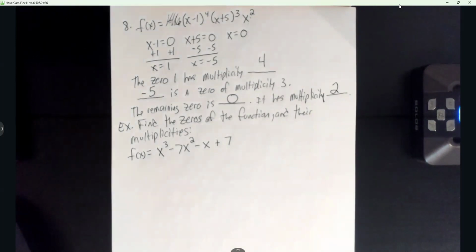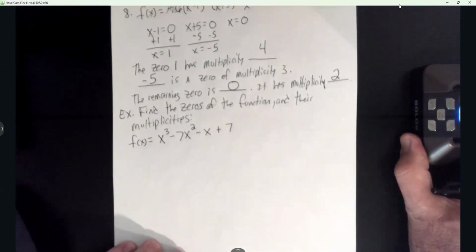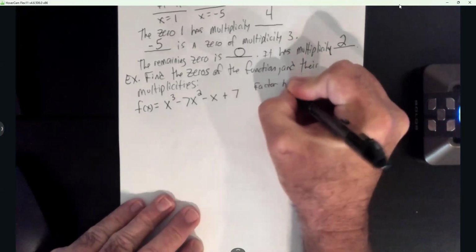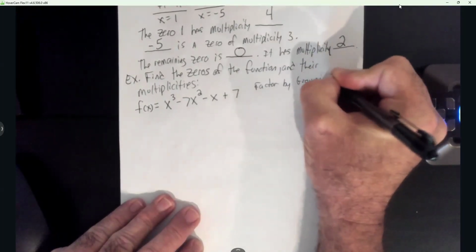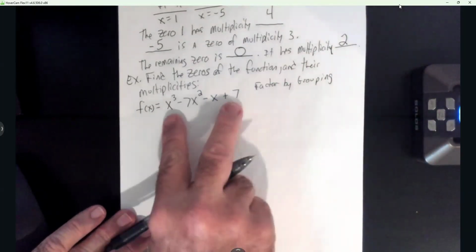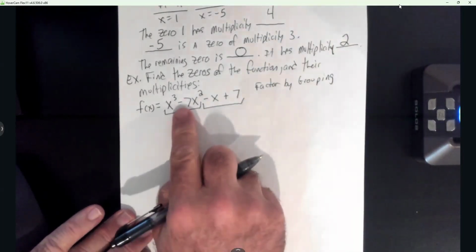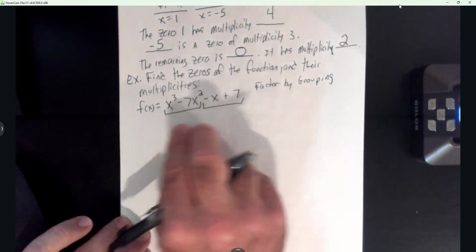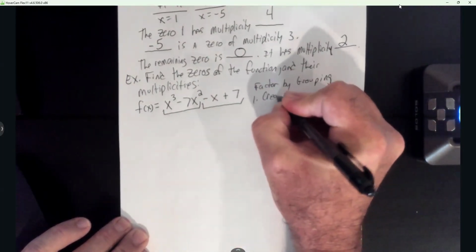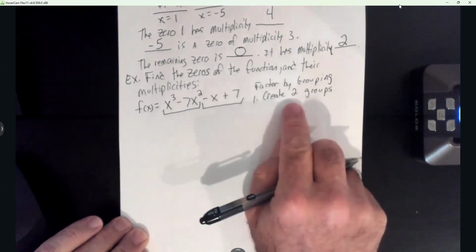So let's try this and see. Now, I'm going to factor this by what we call factor by grouping. So, to factor by grouping, you're going to make this into 2 groups. The first 2 terms and the second 2 terms. So create 2 groups. The first 2 and the second 2, okay?